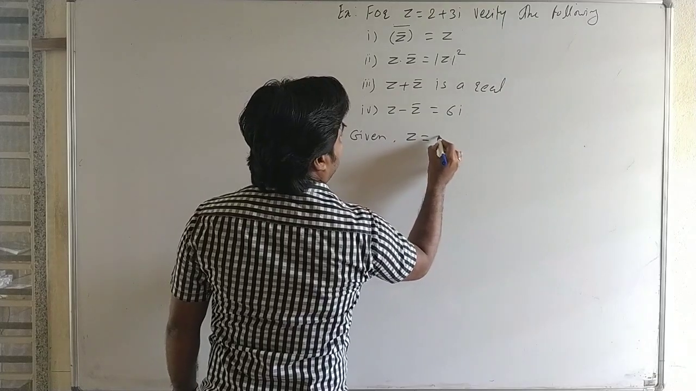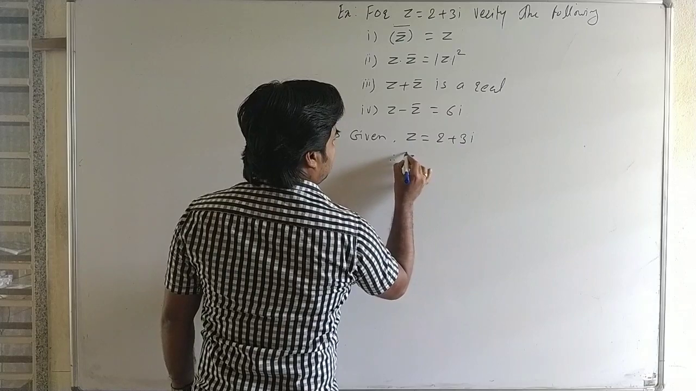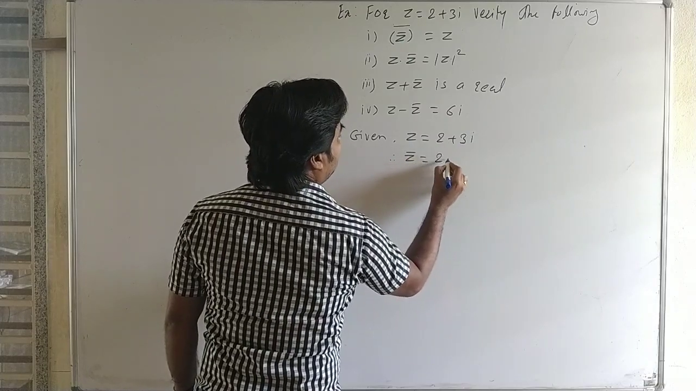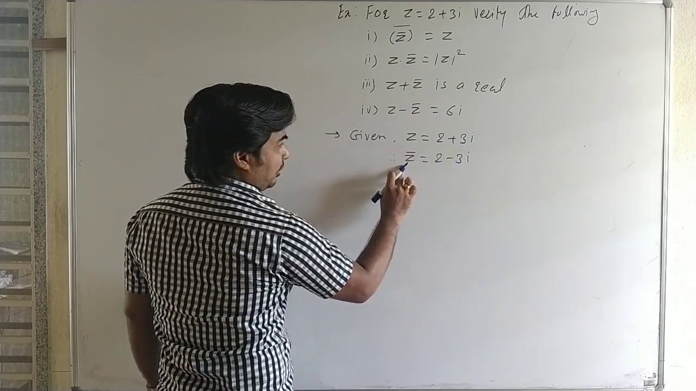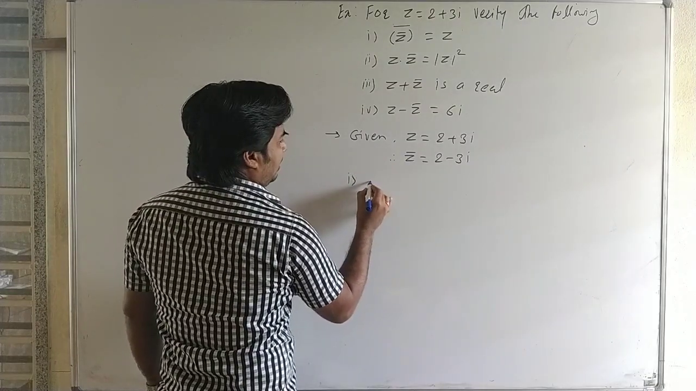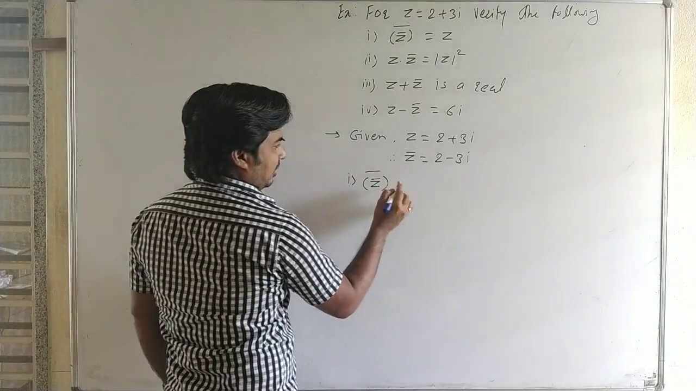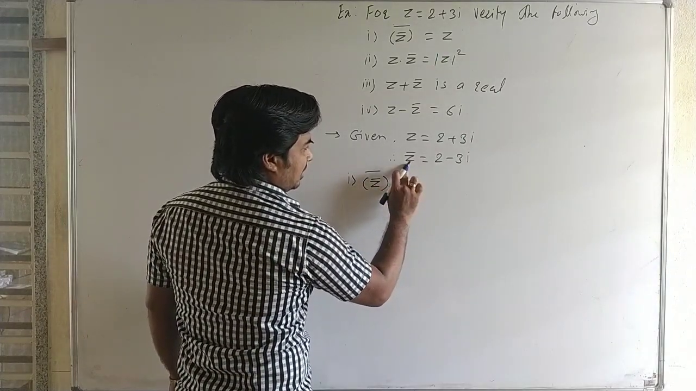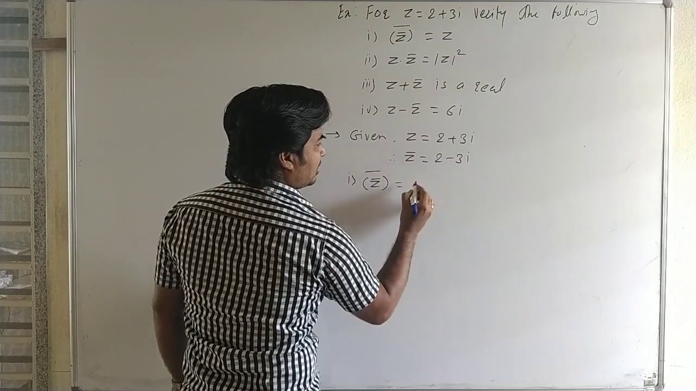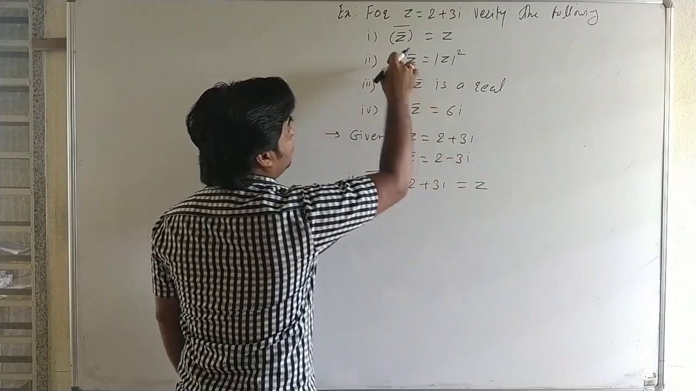Here given Z is equal to 2 plus 3i, therefore we can write Z bar is equal to 2 minus 3i, that is the conjugate. Okay, therefore first example, we find the conjugate of the conjugate, Z bar's conjugate. Z bar is this, and its conjugate changes only the sign of the imaginary part, that is 3i, and it is equal to Z original.